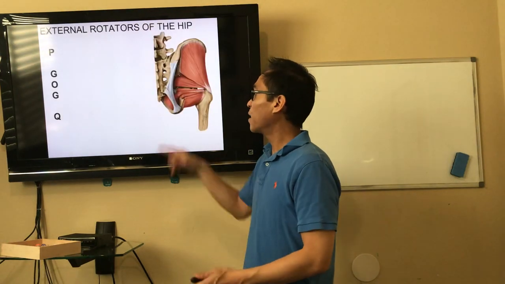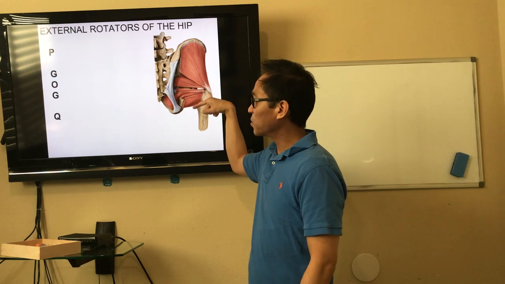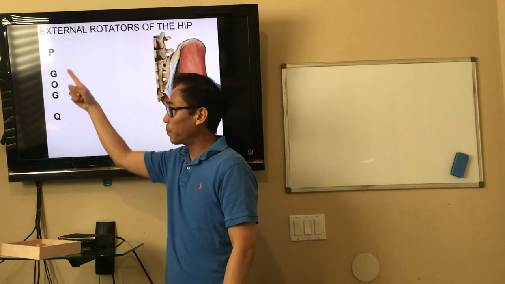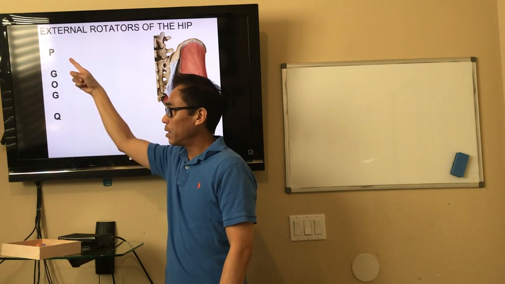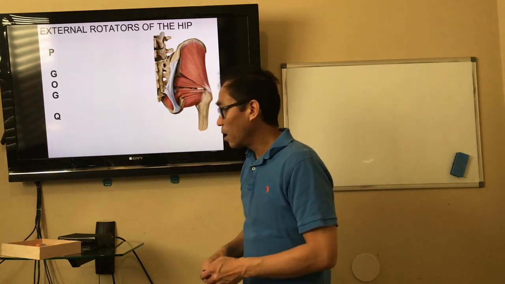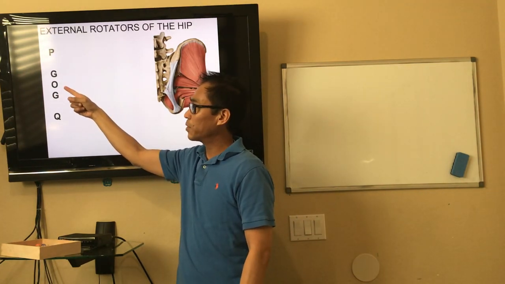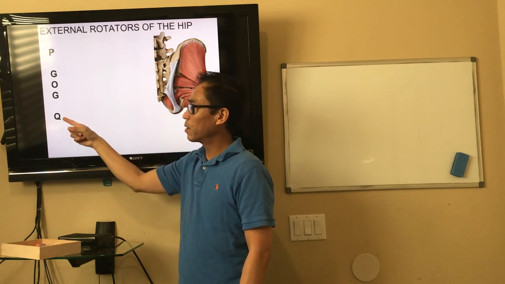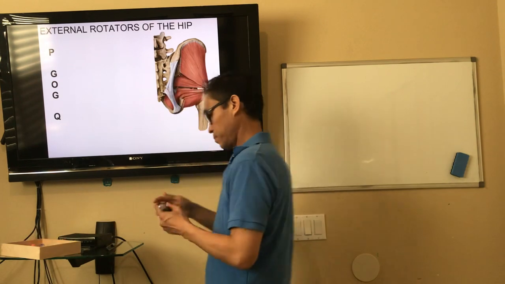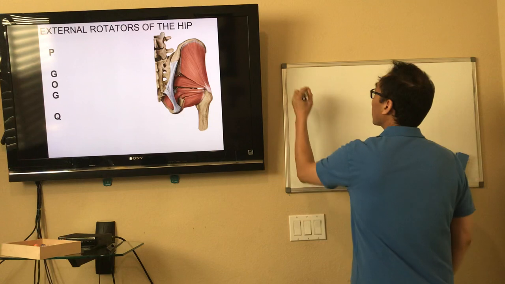This muscle group right here, that's gluteus medius. These muscles from there to there can be memorized by this memory jogger right there, P-GOG-Q: piriformis, gemellus superior, obturator internus, gemellus inferior, quadratus femoris. External rotators of the hip.